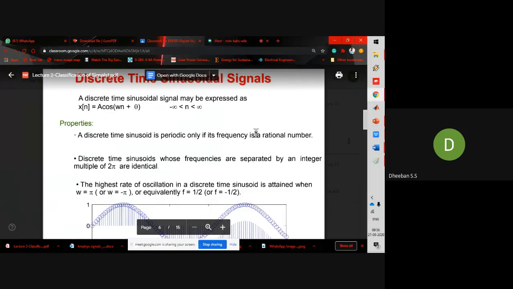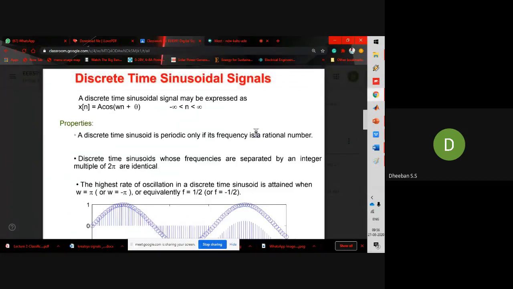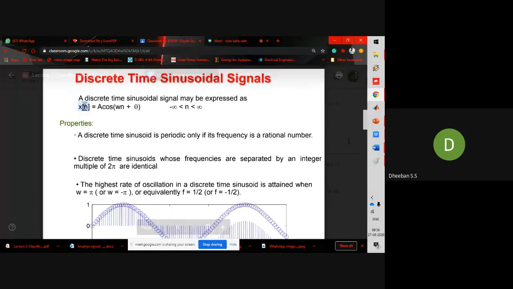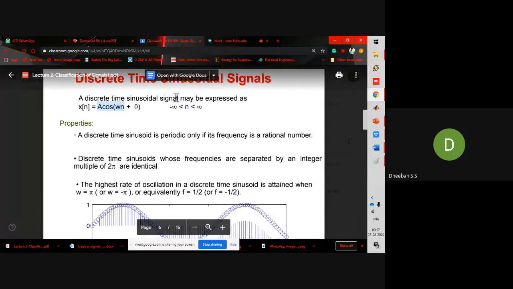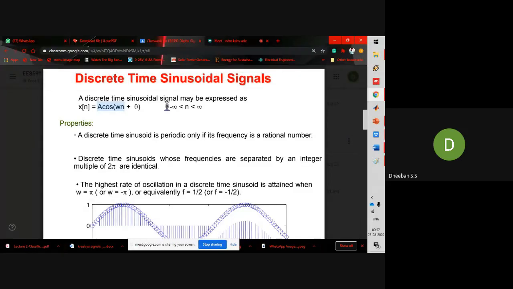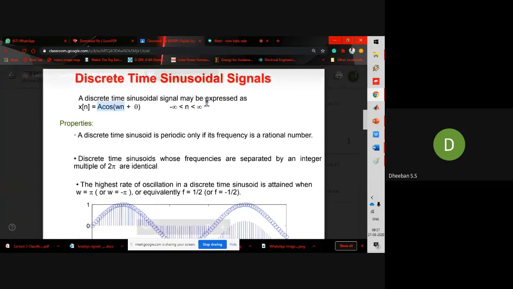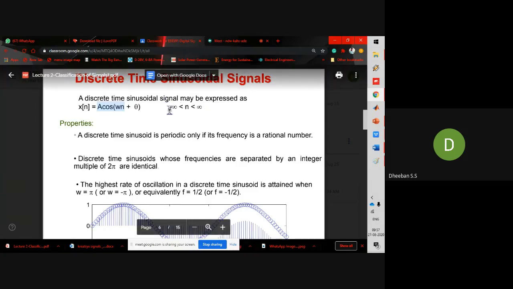Okay, so we are back to the discrete. In discrete, instead of the time t, you'll be using a value n. This value n is a natural number, so it varies from negative infinity to infinity. The value of n will be negative infinity to infinity.